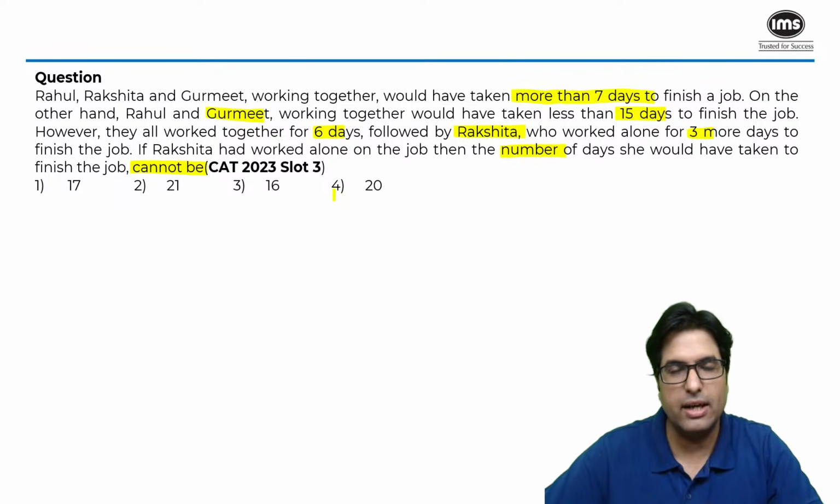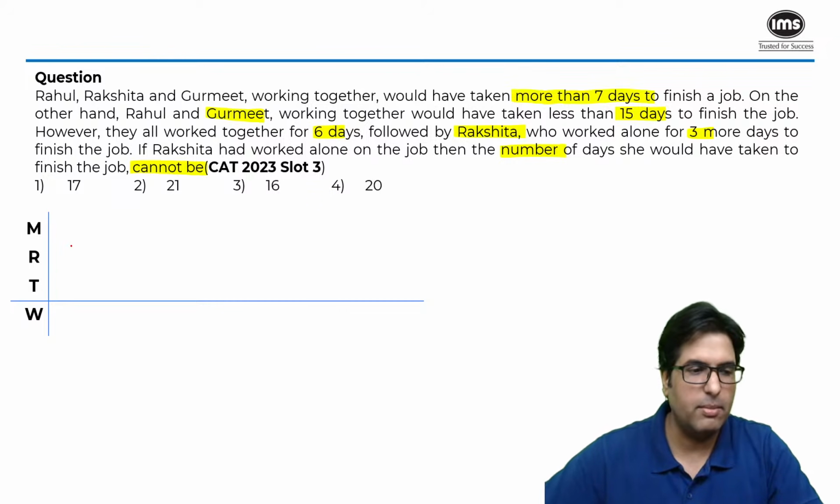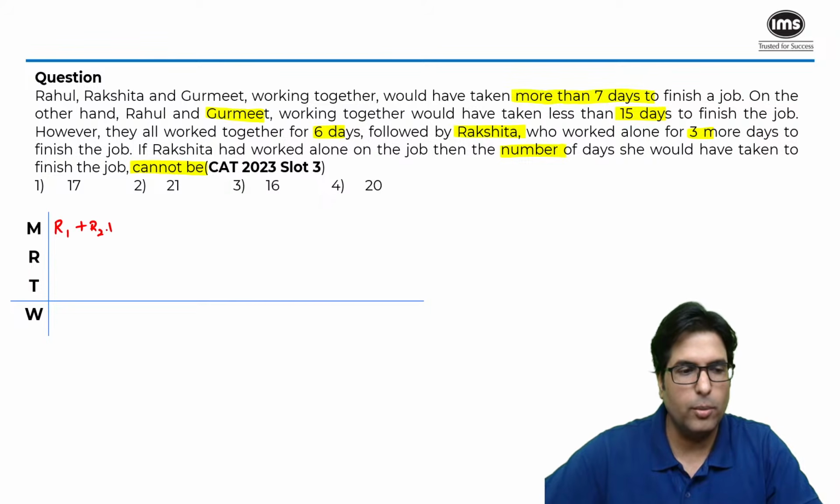Now let's try and see what it is that we could do to solve this question. Let's structure this in a simple manner, the way we have been doing. Rahul is, let's say, R1, Rakshita is R2, and Gurmeet is G. They take more than 7 days, so time is more than 7. On the other hand, Rahul and Gurmeet would be R1 plus G. They take less than 15 days.